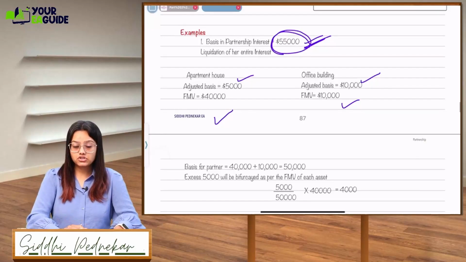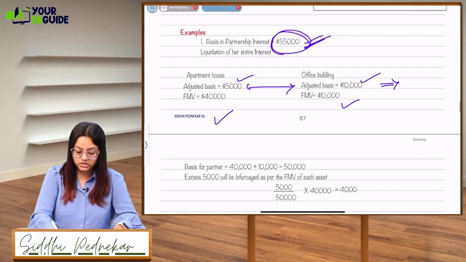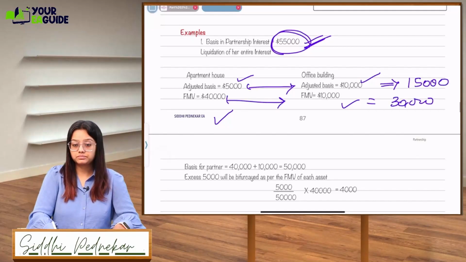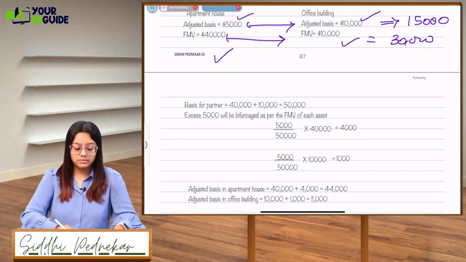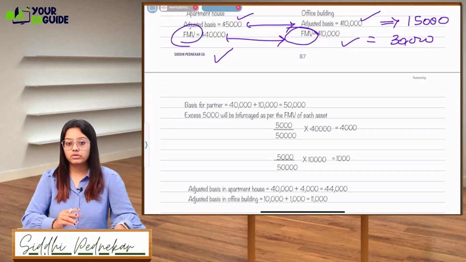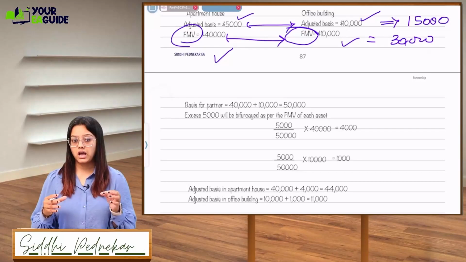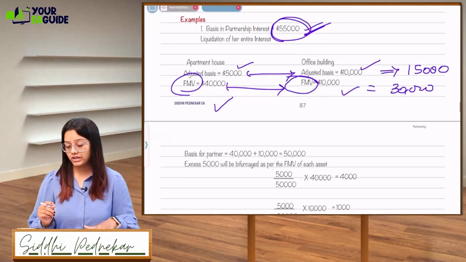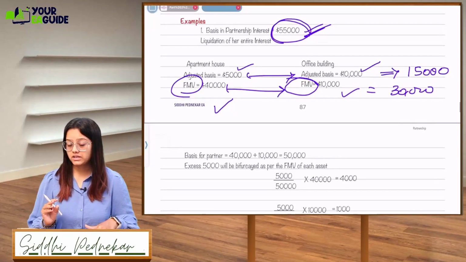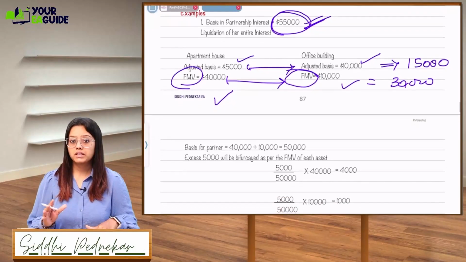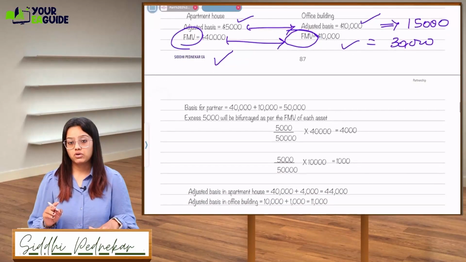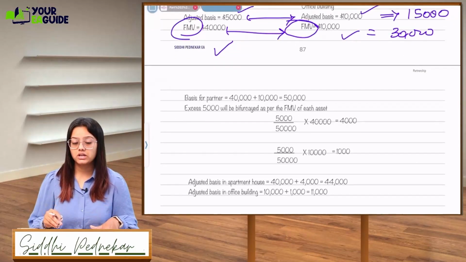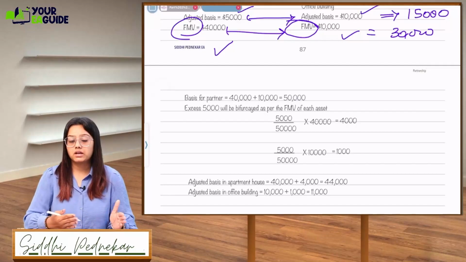So what is the total adjusted basis of the assets in the partnership firm? It is 15,000. What is the total FMV of these two assets? It is 50,000. So first of all, the basis for a partner will be the FMV, the total of all the FMV, which is 50,000. Now she has a basis of how much? 55,000. She has a basis in the partnership interest of 55,000, but the FMV of the assets in existence in the organization is just 50,000. So the remaining 5,000 will have to be allocated among these two assets.